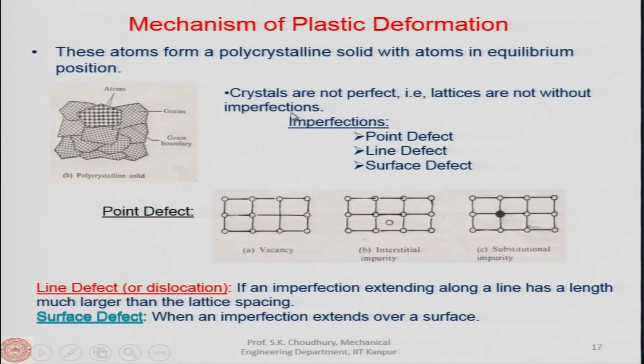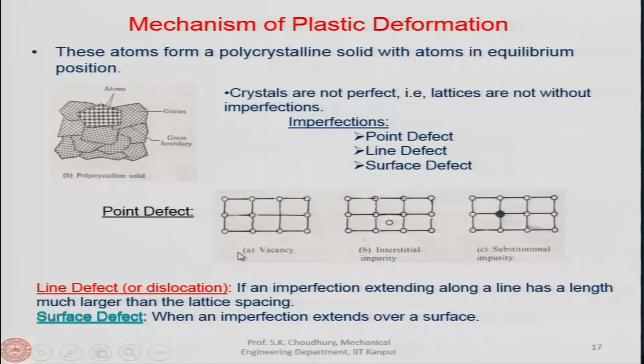And then we said that these crystals are not perfect, that is, lattices are not without imperfection, and those imperfections are the defects. These defects are point defects, line defects, and surface defects. I explained the point defects through vacancy, interstitial, or substitutional impurity. Then there could be a line defect. That line defect is otherwise also called the dislocation.